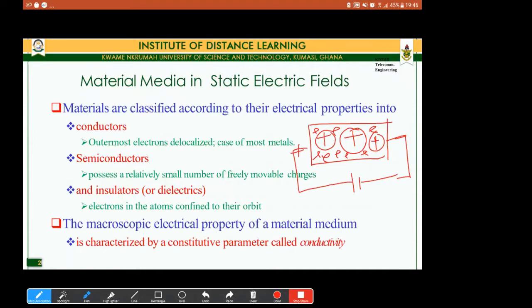And that is why conductors are able to conduct easily, because their electrons are delocalized. So conductors have their outermost electrons delocalized, which is the case of what? Most metals.